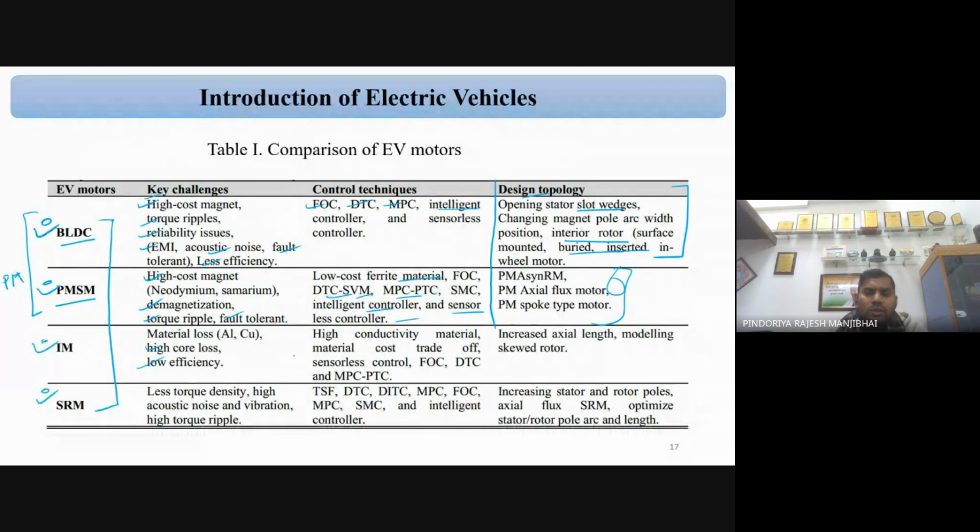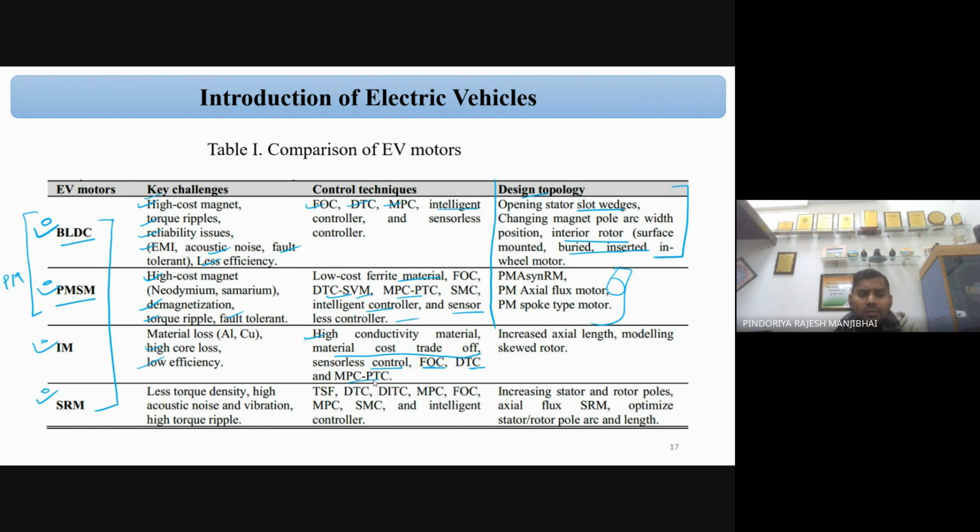But what about control technique? Higher conductivity material, that is a material cost trade off, sensorless control, FOC, DTC, MPC, and PTC. So these are the different control methods to control the induction motor. Okay.